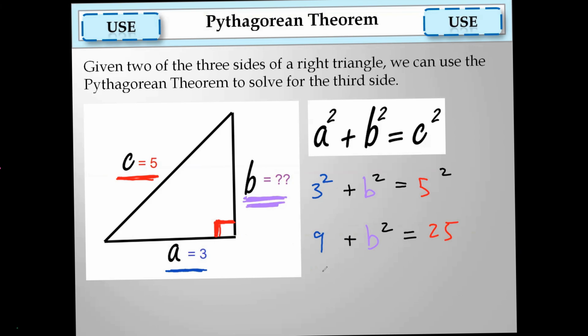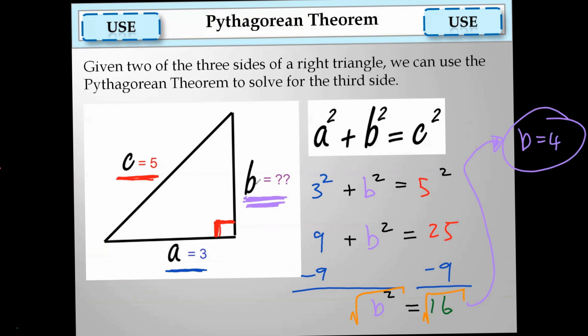Then we'll subtract 9 from both sides of our equation so that we'll have b squared is equal to 25 minus 9, which is 16. Then our last step is to square root both sides. If we square root both sides, we'll end up with our b value equaling 4. So the missing height is 4 units.